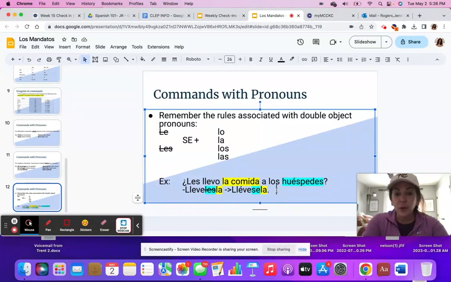If it were an informal command, it would be llévasela. Remember, if we have three syllables, we have to make the accent. So that is a very quick review of the pronouns with commands, formal commands, informal commands, and commands with pronouns. Take a look, and hopefully this will be a good review. All right, adios.